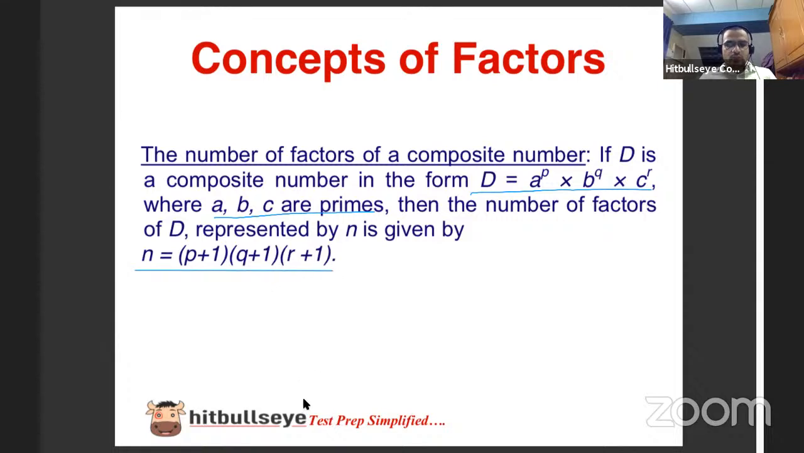Please check. Please make a note of this. This is an important expression. Total number of factors of a given number d is equal to n is equal to p plus 1 into q plus 1 into r plus 1, where p, q, r are the powers of the prime numbers in the prime factorization form. Please make a note and confirm. We'll proceed. Can we go to the next one? Shivam is saying done. Others?